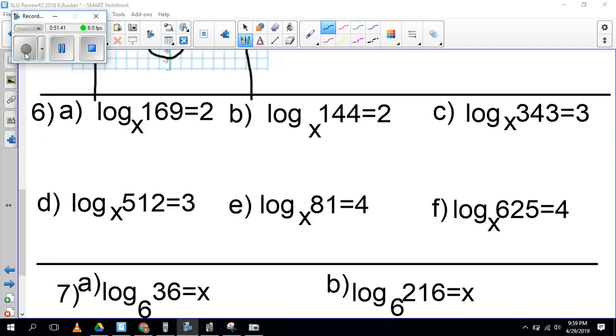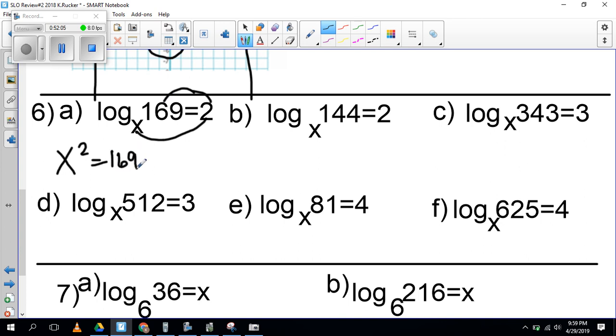Okay, so the next one we're going to do is some more logs. So this one basically, remember we take our little loopy-loop. We go from x to the second. So x is now big, 2 is now small. We go over the equals, so we're going to put our equals there. Equals 169.